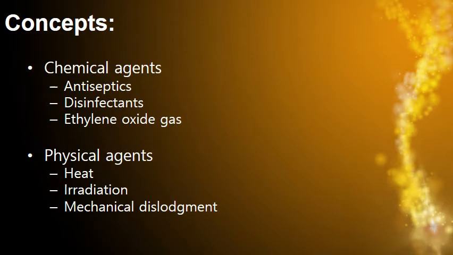Sterilization is the use of chemical and physical agents that have the ability to reduce or kill microorganisms on surfaces and on instruments. Chemical agents, for example, are antiseptics, disinfectants, and ethylene oxide gas, which is used for the sterilization of needles, dental needles. Physical agents like heat, irradiation, or mechanical dislodgement, which means the cleaning of the instrument, is also considered a first step in the sterilization of the instruments.